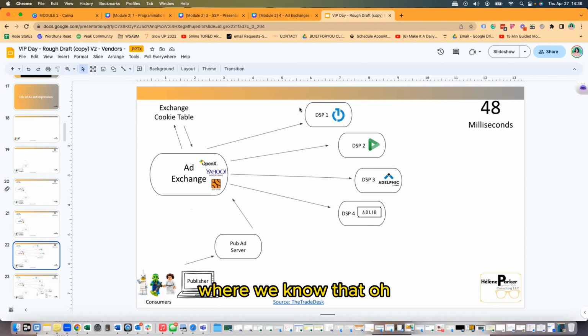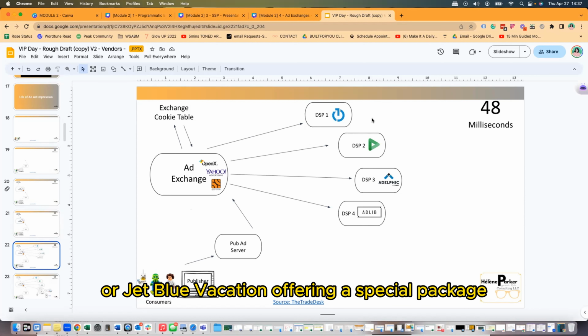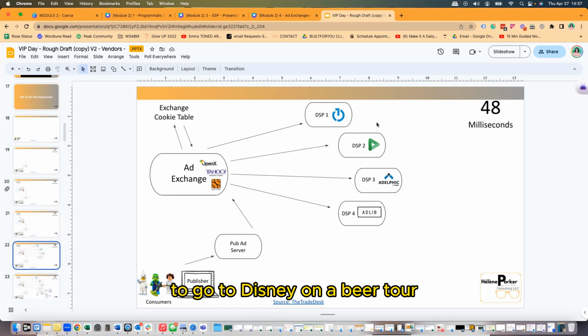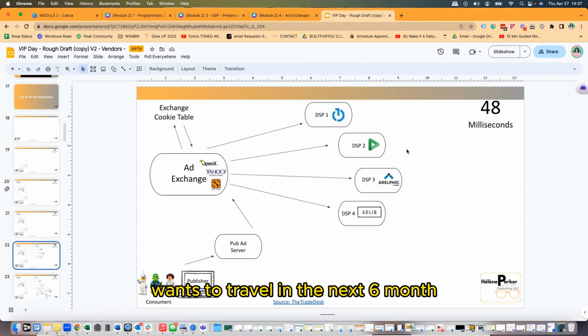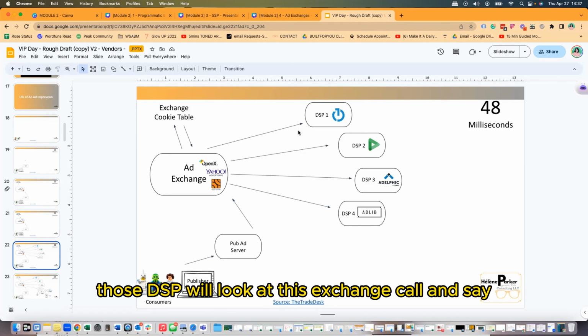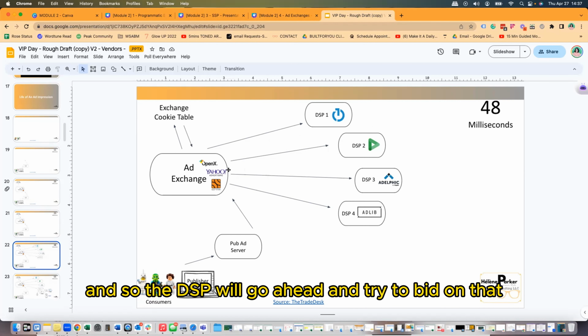Where we know that, oh, well, we have Disney Vacation, right? Or JetBlue Vacation offering a special package to go to Disney on a beer tour. And so we're looking for an audience that wants to travel in the next 6 months and are beer lovers, right? Beer interests, beer enthusiasts, beer lovers, you name it. And so those DSPs will look at this exchange call and say, hey, this is a perfect candidate. This is a perfect audience for my brand. And so the DSP will go ahead and try to bid on that.